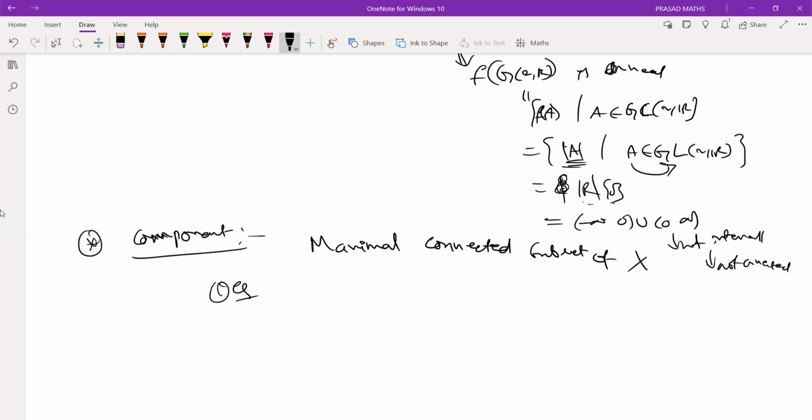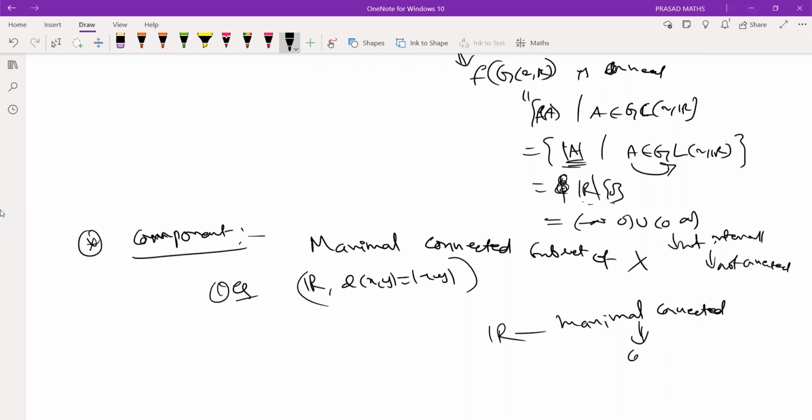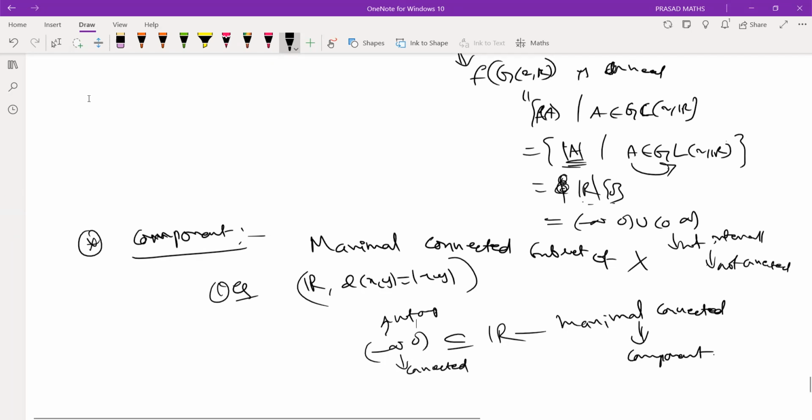So give an example. Suppose you take R with the usual metric. What is the component of this? R itself, because it's a maximal connected set. Hence it is a component. Why don't you take this? This is also connected, but it's not maximal because it is contained in another connected set. Therefore, it is not a component. R is a maximal connected set, hence it is a component.